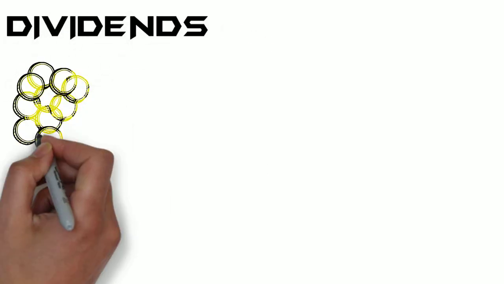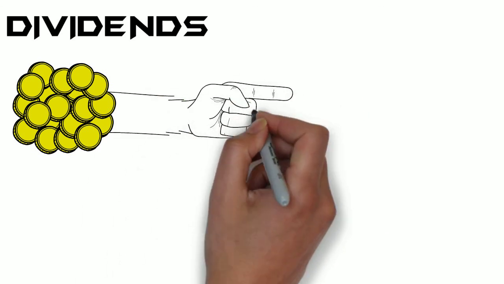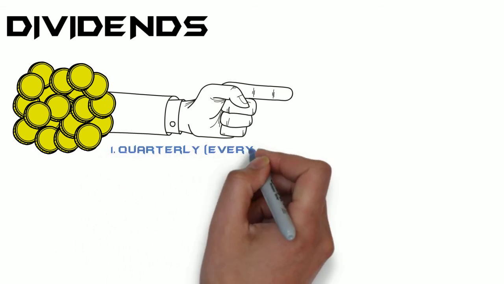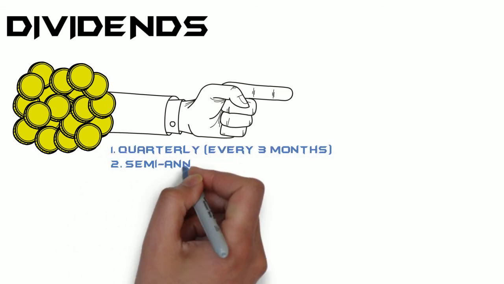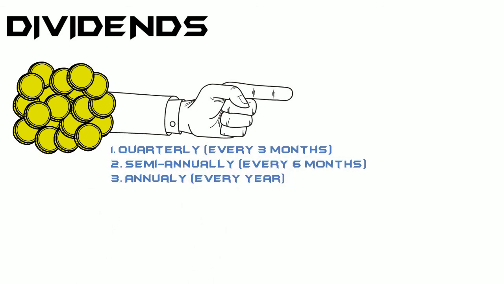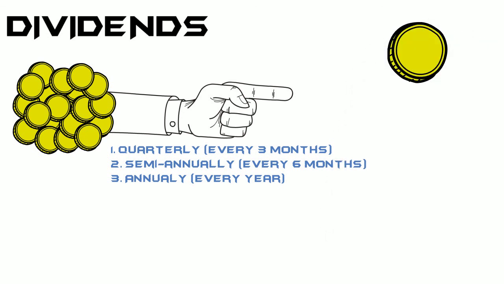Now, a dividend is a part of a company's earnings that they distribute to their shareholders at a certain date. These can be three different types. They can be quarterly, semi-annually, or annually. Quarterly is every 3 months, semi-annually is every 6 months, so twice a year, and annually is every year.